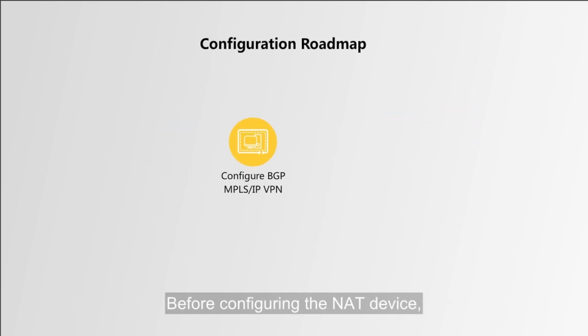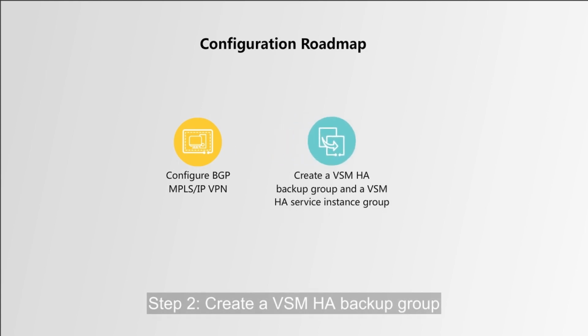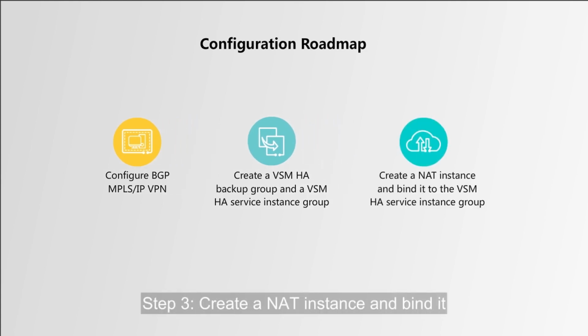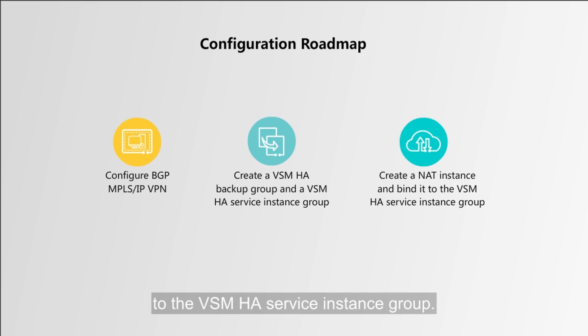Before configuring the NAT device, let's look at the configuration roadmap. Step 1. Configure BGP MPLS/IP VPN to ensure that VPN instances are running properly. Step 2. Create a VSM HA backup group and a VSM HA service instance group. Step 3. Create a NAT instance and bind it to the VSM HA service instance group.